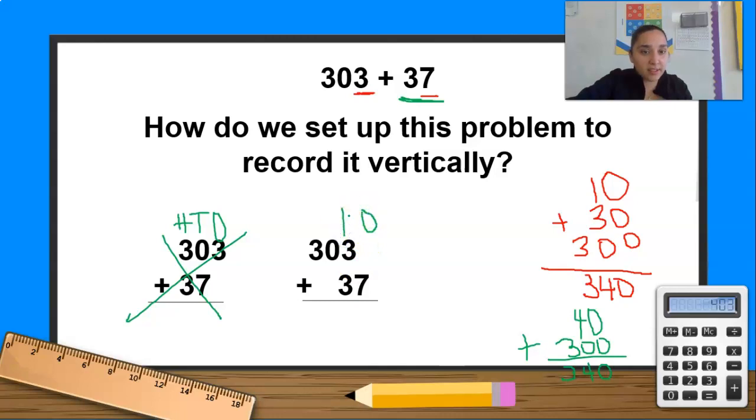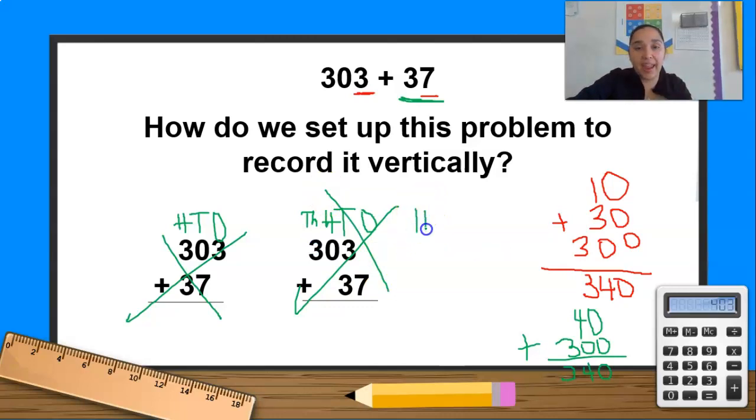Ones, tens, hundreds, and then the thousands. Can we label it like this? No. How can we solve the problem vertically? This is what vertically means, boys and girls.